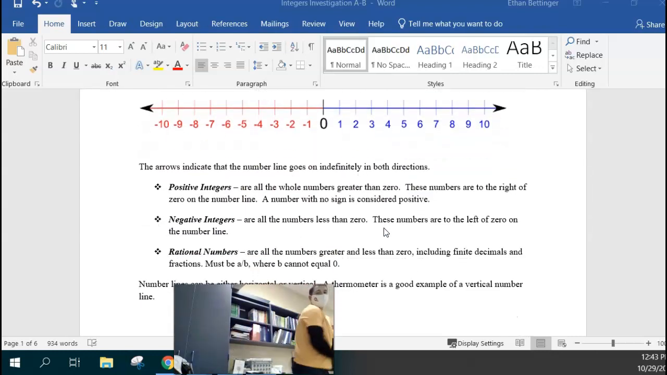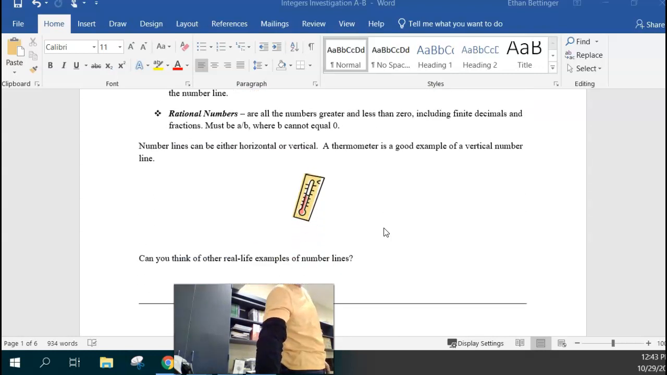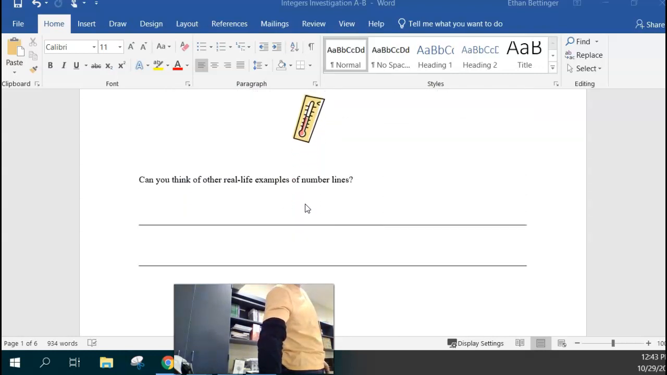We've identified positive and negative integers. The next thing, I want you to think of what are some real life examples of number lines. You can't use thermometer because it's really okay? Write them on that line. What are some real life examples of number lines? There's a bunch of them. You just got to think creatively.